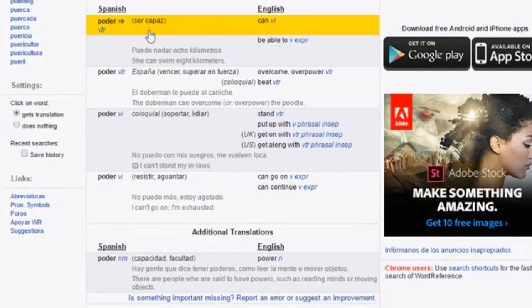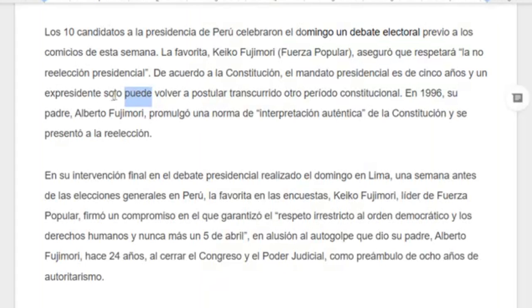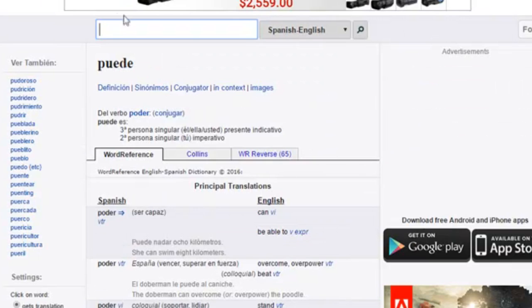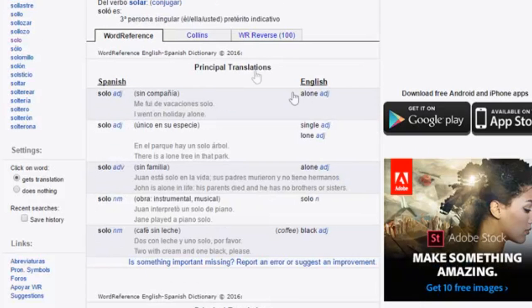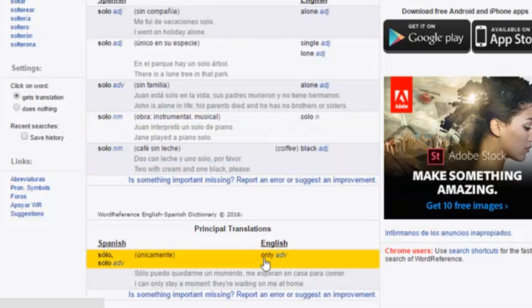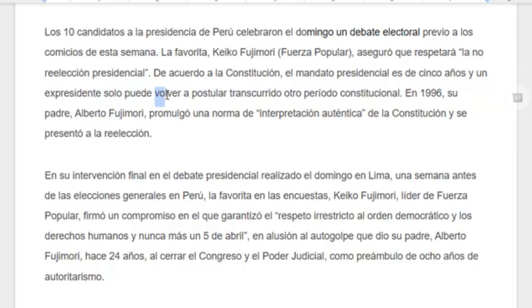That's very nice. So poder means can, be able to, could. So an ex-president, that means, solo means a lot of things, and you would find this out by typing it in, but here it just means only, I think. Alone, single, lone, alone, solo, only. Only can, volver is return, to postular. Postular, you know, I don't know what that specifically means. I would probably not look it up if I wasn't making this video, because I would just take the vibe of to post. So let's see if that's right.